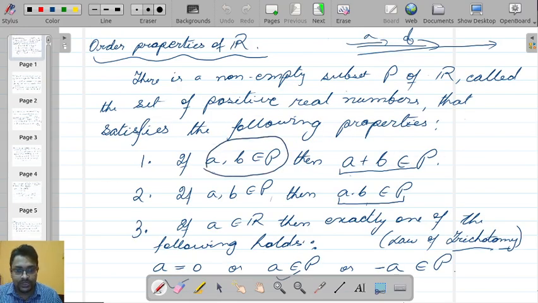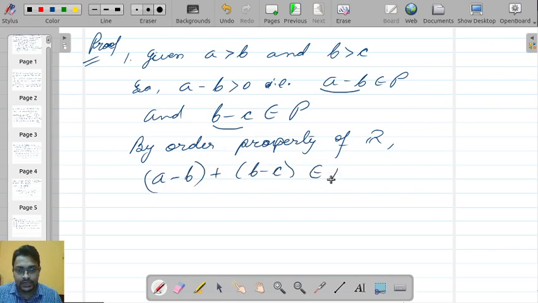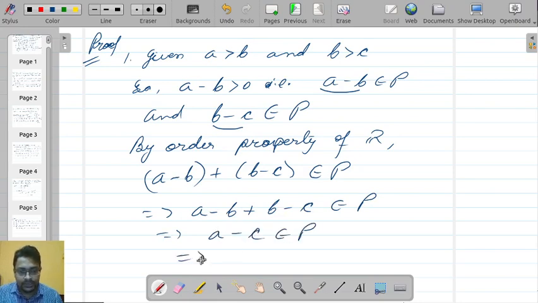That sum of two elements in P is also an element in P. So this follows from the order property of R. By order property of R, this (A minus B) plus (B minus C) is also an element inside P. So this implies, if I just use the associative law, A minus C is in P. So A minus C is in P means actually A is greater than C, by the order property of R.